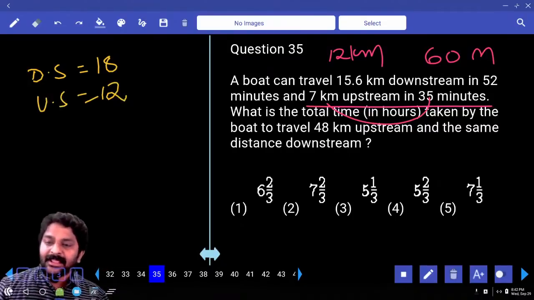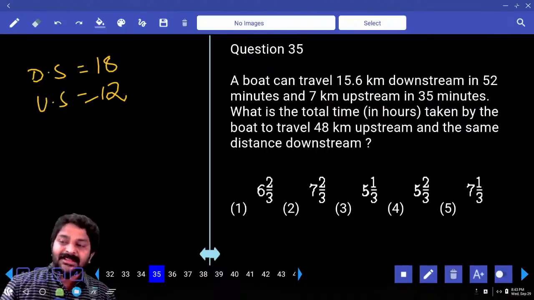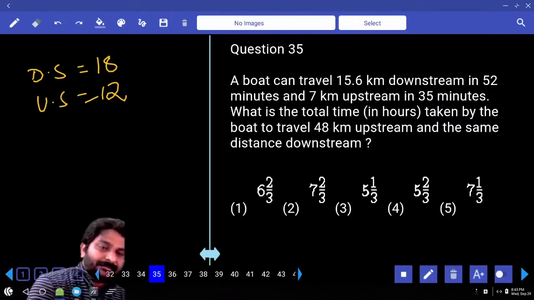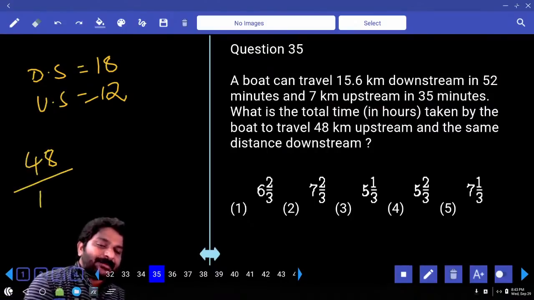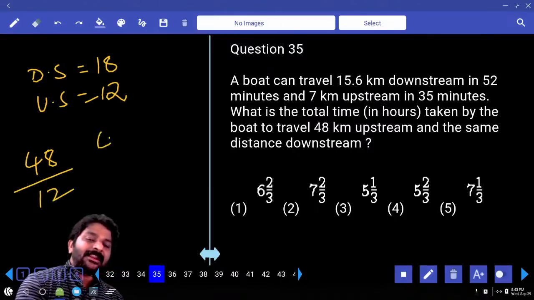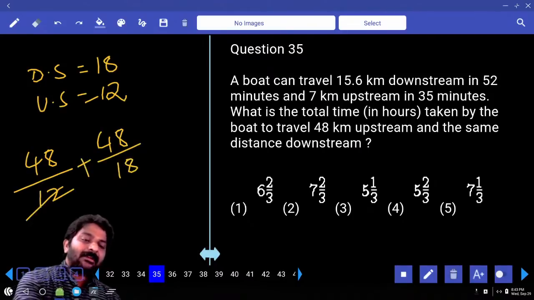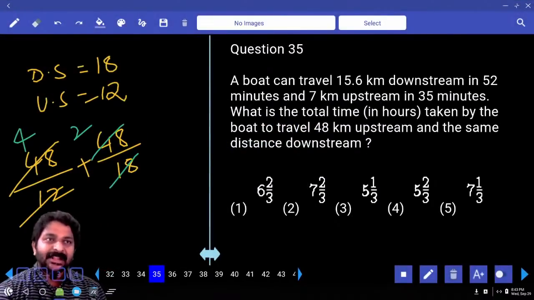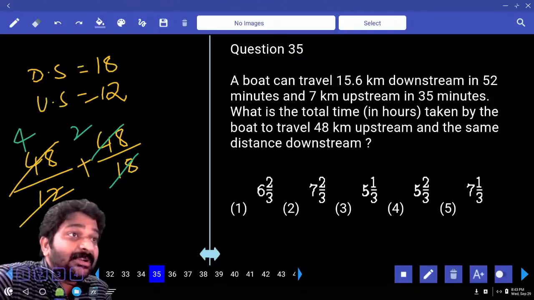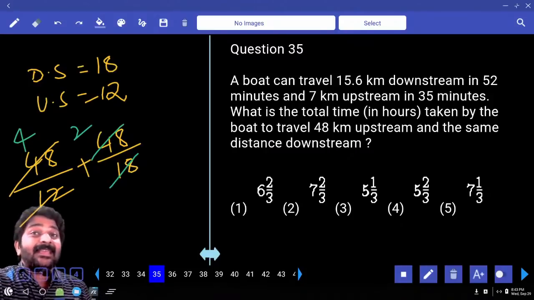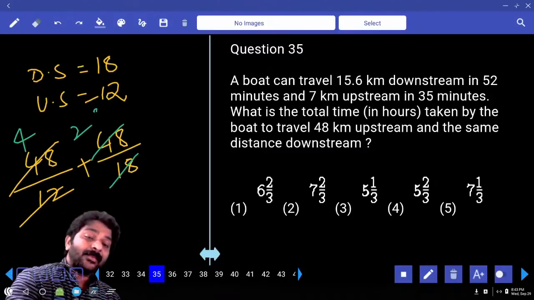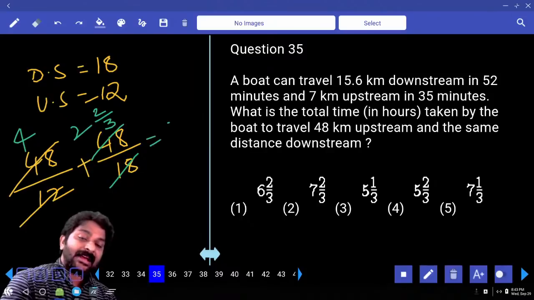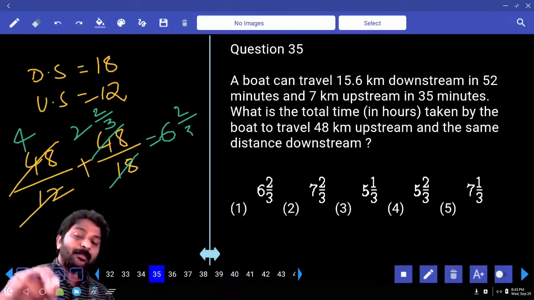What is the total time taken by the boat to travel 48 kilometers upstream and the same distance downstream? 48 kilometers traveled at upstream speed, 48 kilometers traveled at downstream speed, and this is the total time. 12 how many times? 4. 18, 2 times is 36. Remaining 12 by 18. 12 by 18, 2 by 3. Answer 6, 2 by 3.